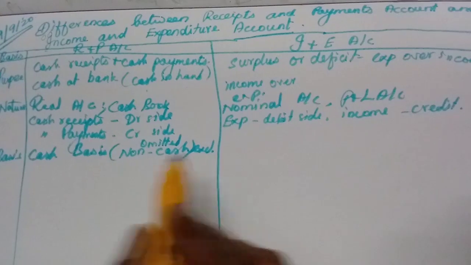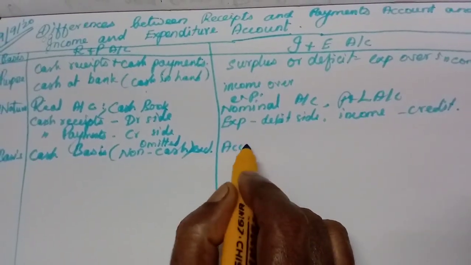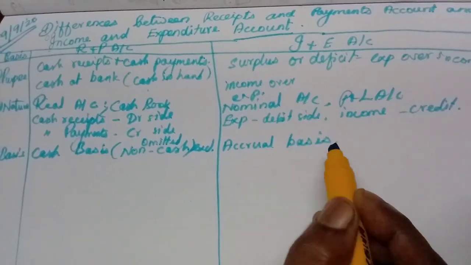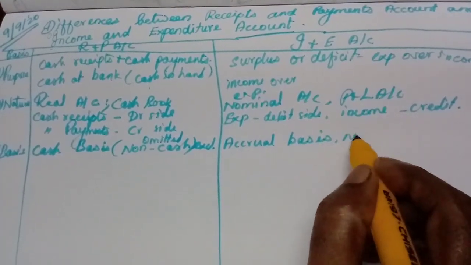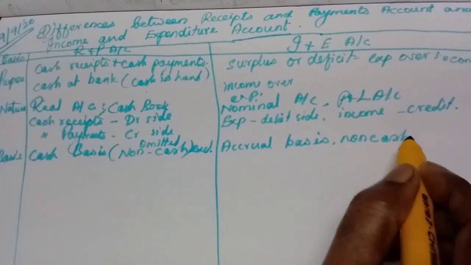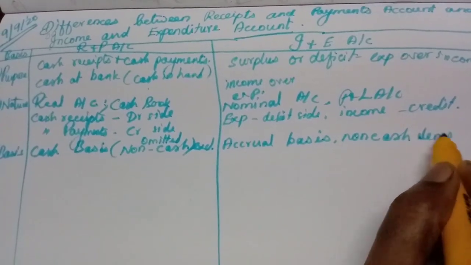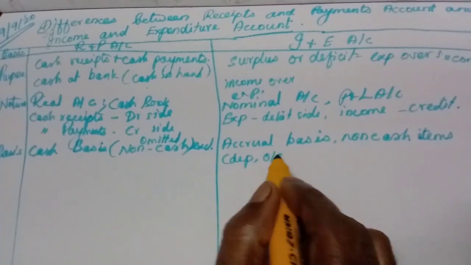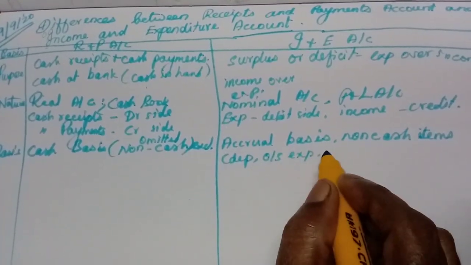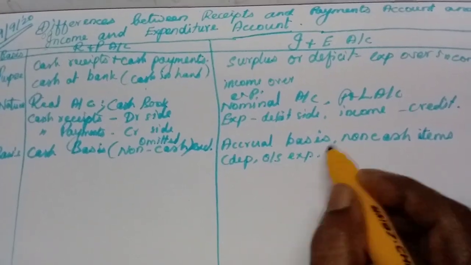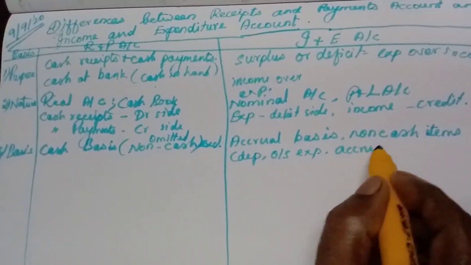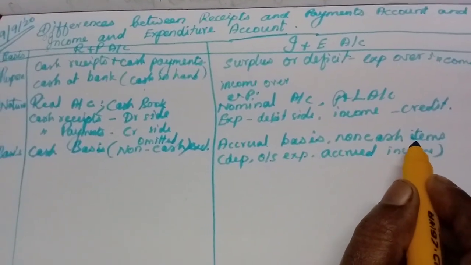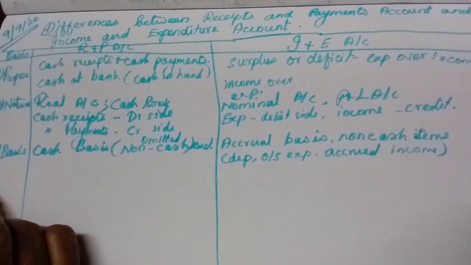Here it is based on accrual basis. We enter non-cash items also. What are the non-cash items? Example, depreciation, then outstanding expense, then prepaid expense, then accrued income but not received. All these are included in this income and expenditure account.